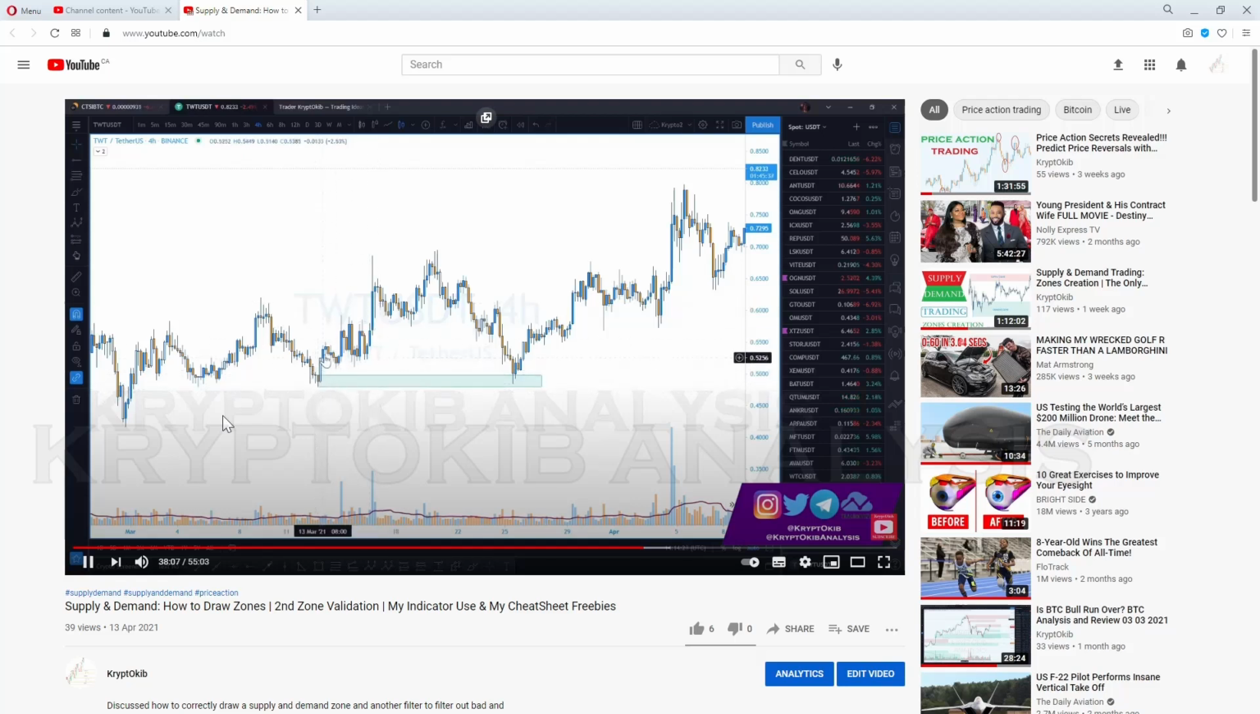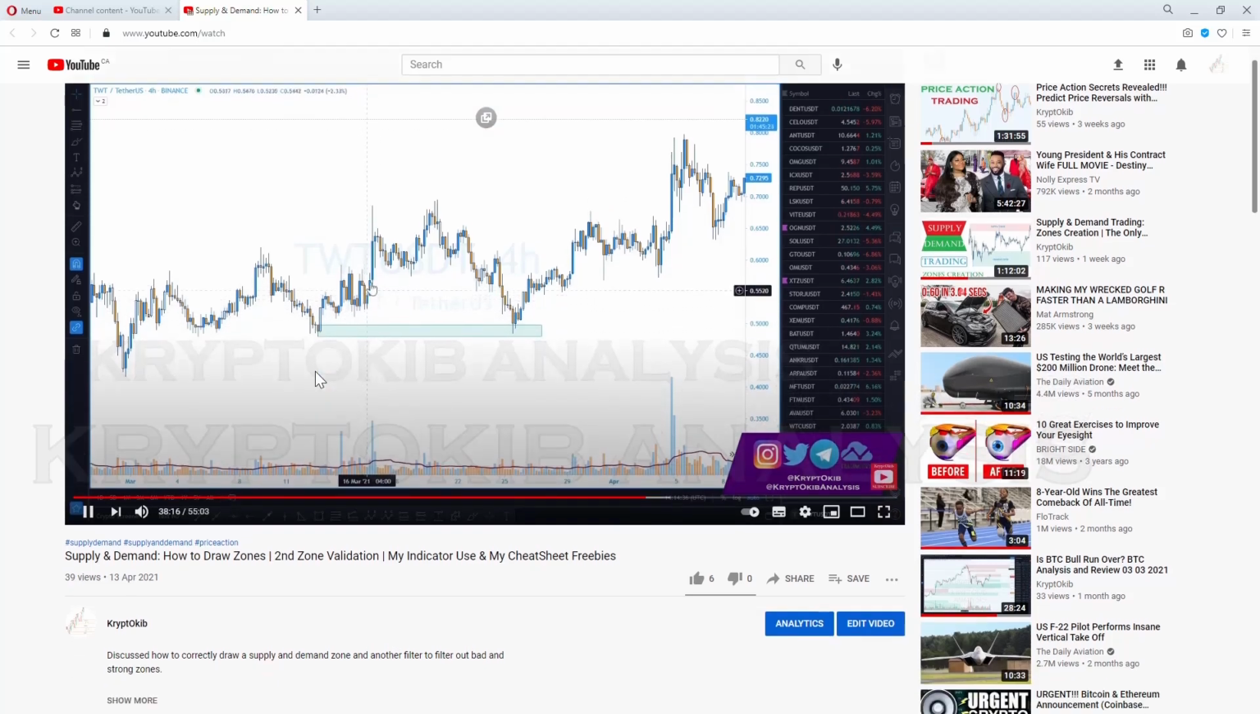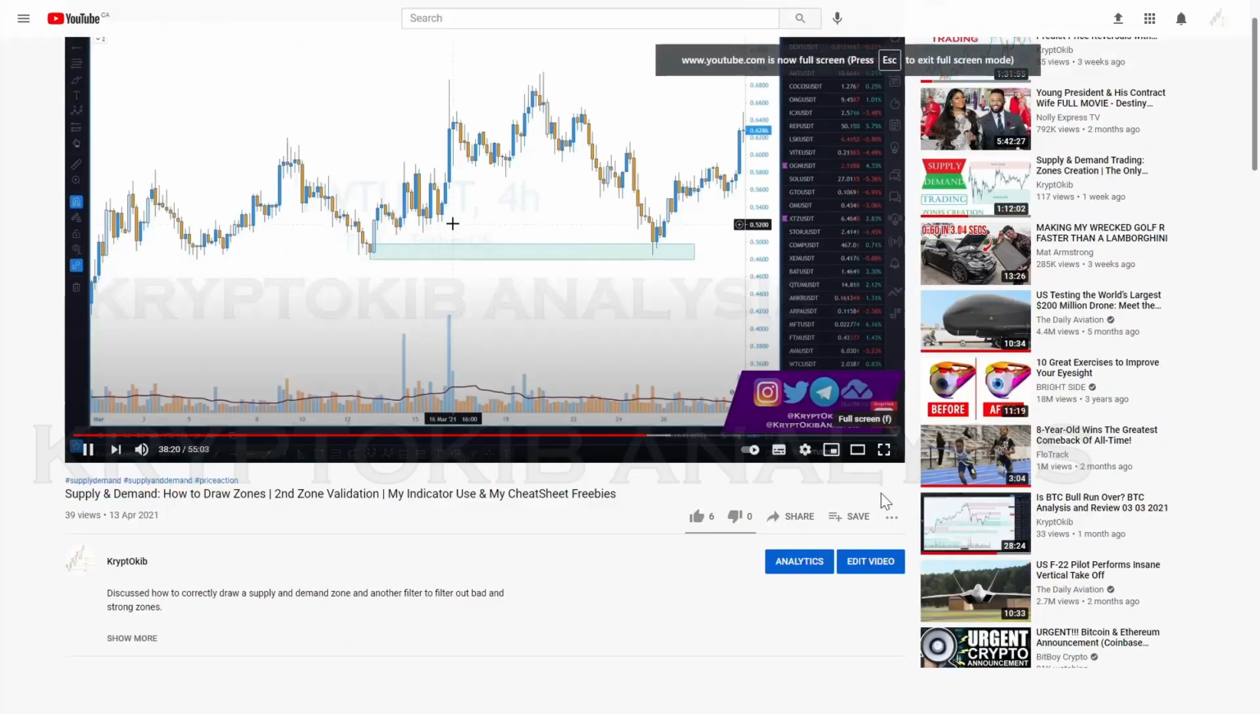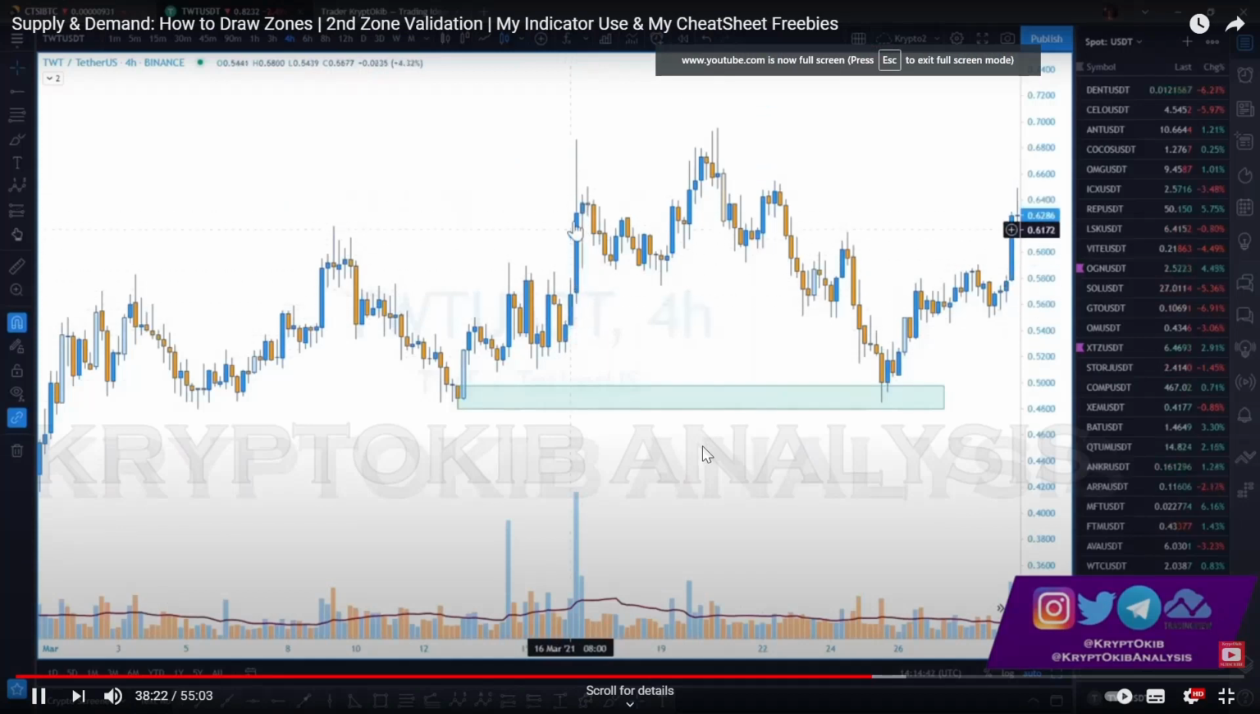And it gave a serious rally. The close of this candle is very strong. That is a strong move away. Now look at this area again. Is this a strong move away from this area? Yes, it is a strong move away because we had increasing candle sizes.